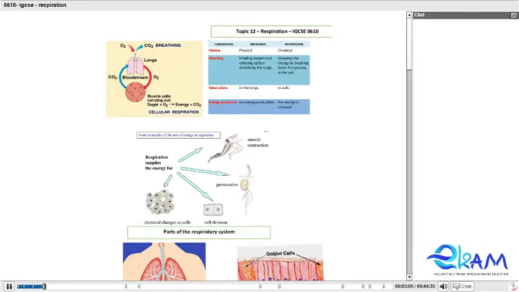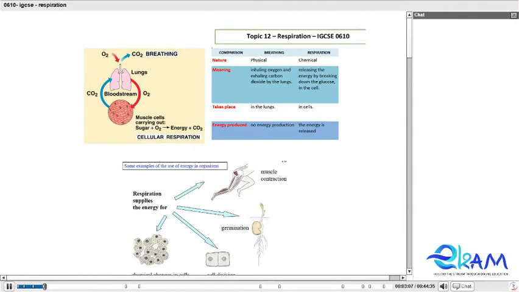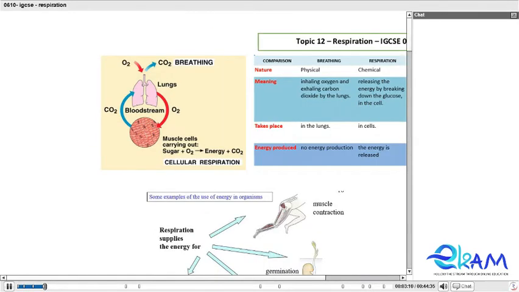Look at this picture. I hope you have heard about the term respiration. And what is the difference between respiration and breathing? Is there any difference between respiration and breathing? Are they the same or are they different? Of course, respiration and breathing are two different processes. You can see in this picture, the first part is breathing and the second half is respiration.